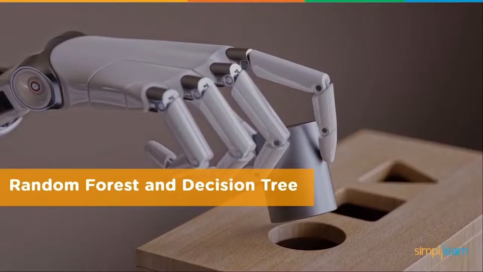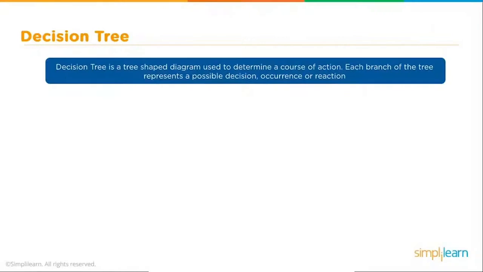In looking closer at how the individual decision trees work, we'll continue to use the fruit example, since we're talking about trees and forests. A decision tree is a tree-shaped diagram used to determine a course of action. Each branch of the tree represents a possible decision, occurrence, or reaction. So in here we have a bowl of fruit, and it looks like they switched from lemons to oranges. We have oranges, cherries, and apples.